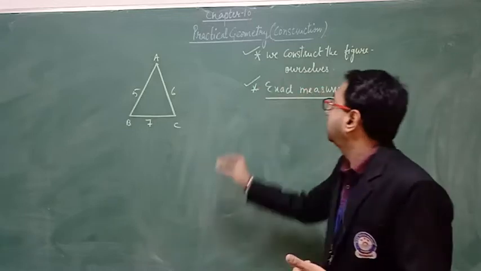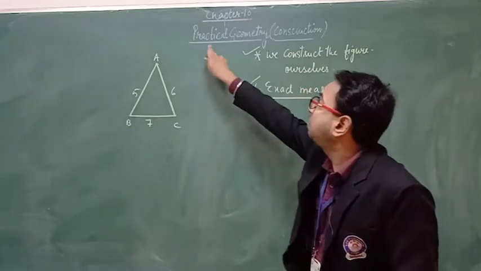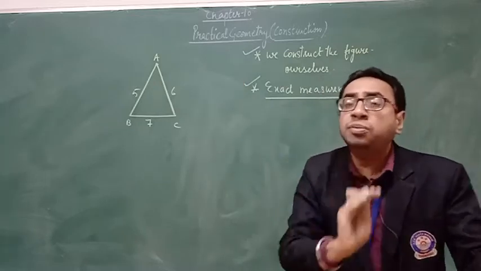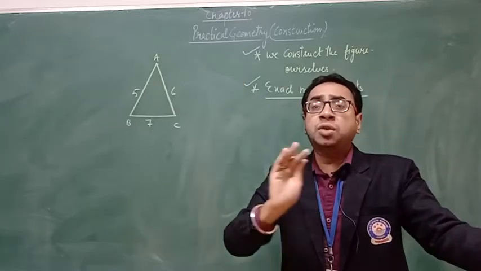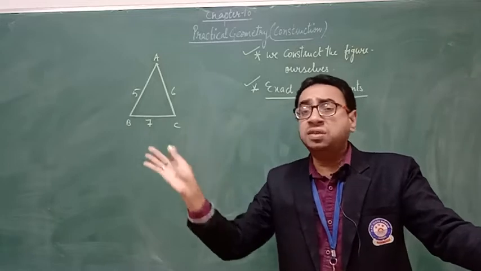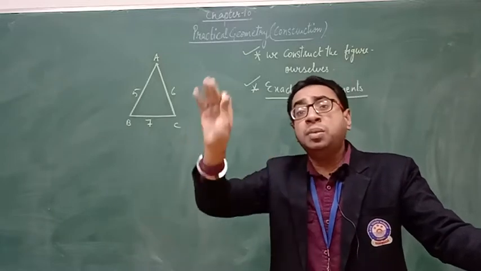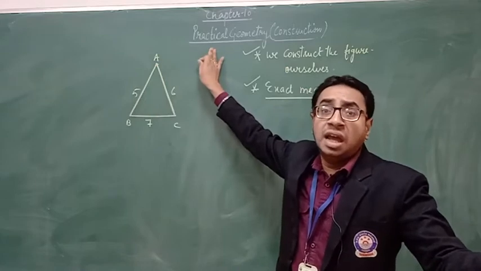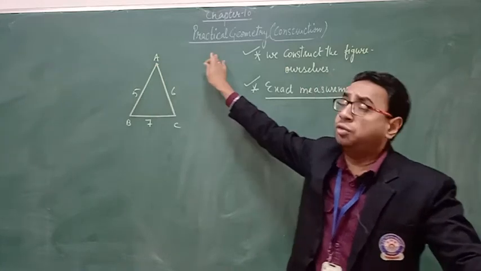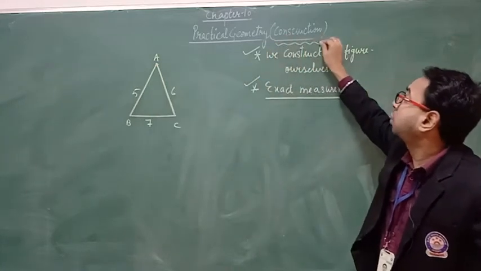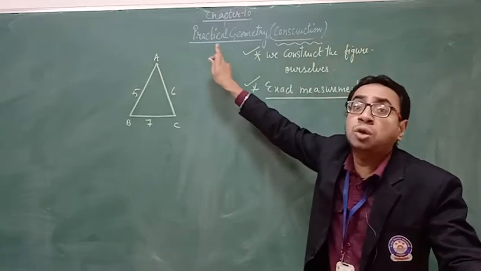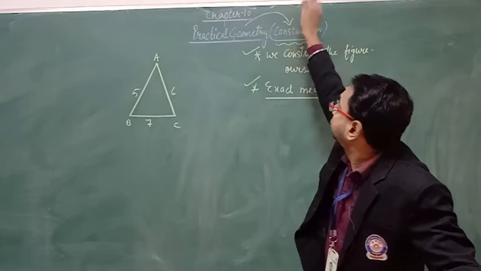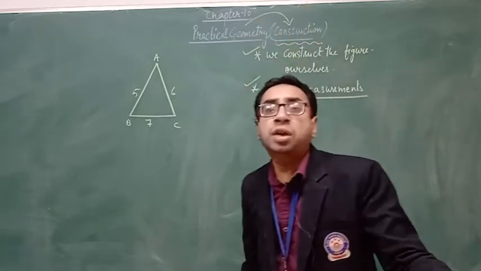Are we clear? So these two important points make it practical geometry, because practically if something is given to you, you construct a triangle with the sides 5, 6 and 7. Instead of somebody else giving you the figure, you are practically constructing it. Hence it is known as practical geometry, and hence the name construction, because practical means solving yourself and this means construction. We are constructing ourselves.